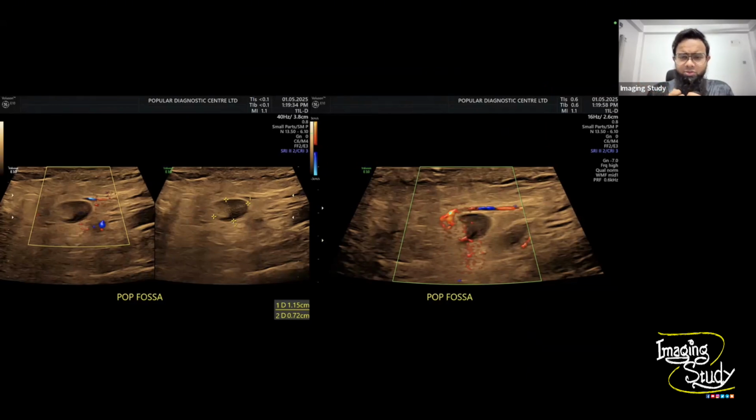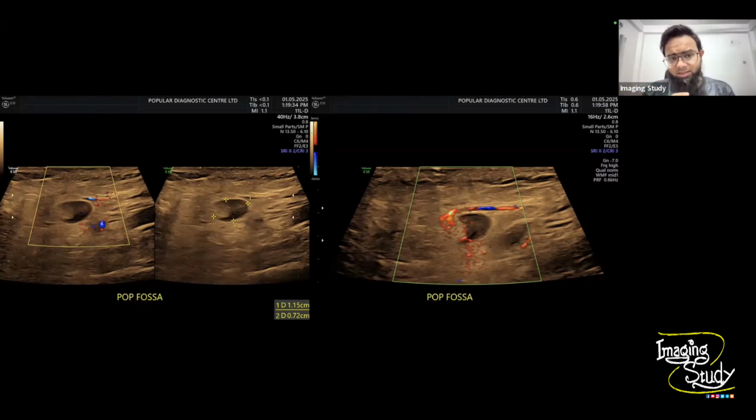enlarged popliteal lymph nodes. They are not enlarged, they are actually prominent because the short axis diameter is less than 1 centimeter. It may vary from center to center, but we follow a short axis diameter of more than 1 centimeter as the cut-off for an enlarged lymph node in most areas other than the mesenteric lymph nodes, where we follow 5 millimeters of short axis value as the upper limit.